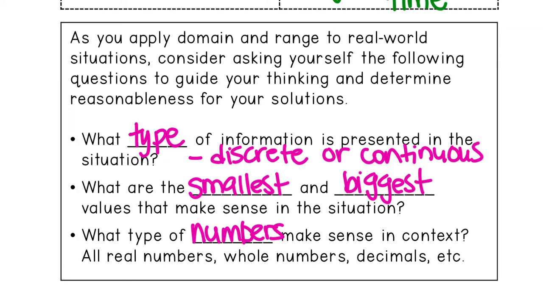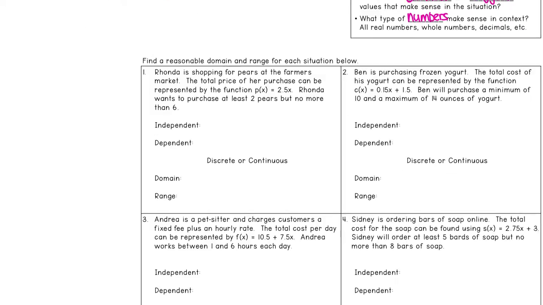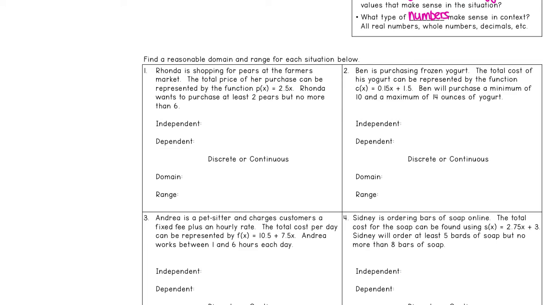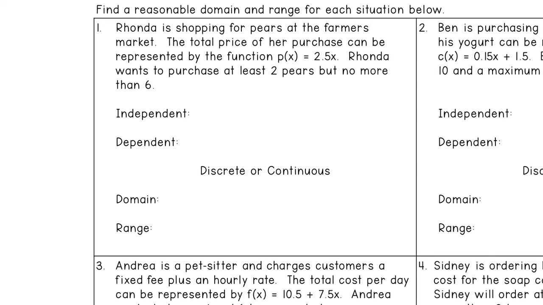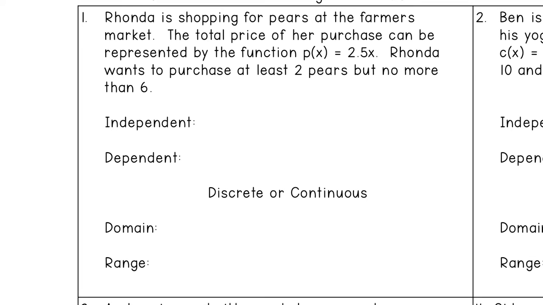Okay, so now we're gonna look at four examples. So inside of these notes, just unfold. We're gonna have four real world situations to go over, and we're gonna discuss what a reasonable domain and range for each one would be. So this first one says, Rhonda is shopping for pears at the farmer's market. The total price of her purchase can be represented by the function P of X equals 2.5X. That is an equation, so I'm gonna highlight it because I'm sure it's gonna be important. Then it says, Rhonda wants to purchase at least two pears, but no more than six.